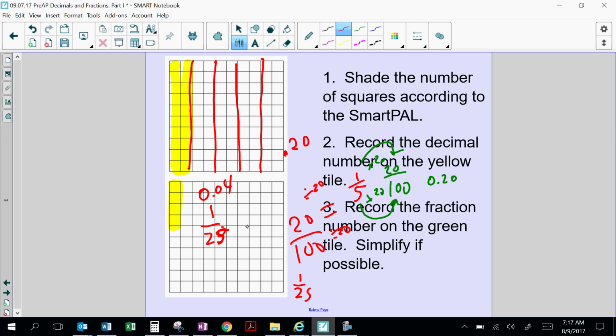Again, using place value, this is a hundredths. How do I build 25 to 100? Times 4, times 4, 4 hundredths. And 4 hundredths is shaded.